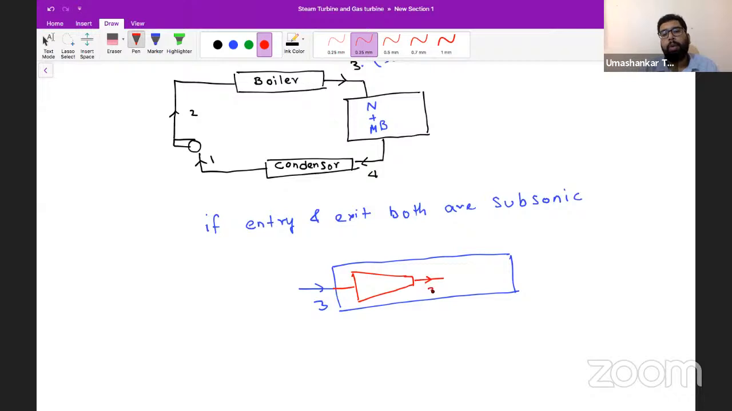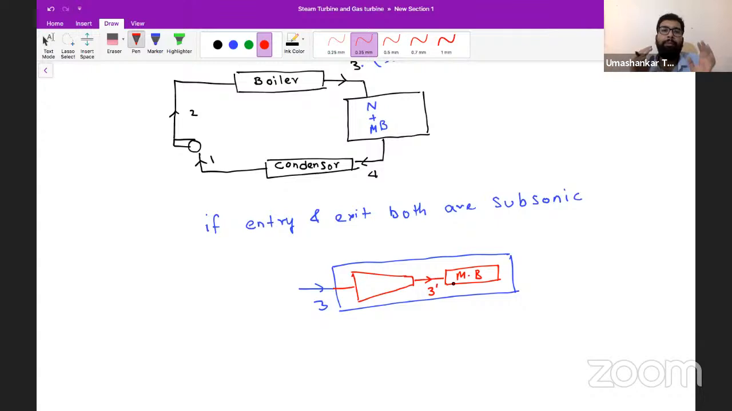And it is coming out from the nozzle at the point 3 dash. So if both 3 and 3 dash are subsonic, our nozzle should be converging. And there with high velocity it will enter the moving blade, and there it will convert its high velocity energy into the impulse and will make the wheel rotate.